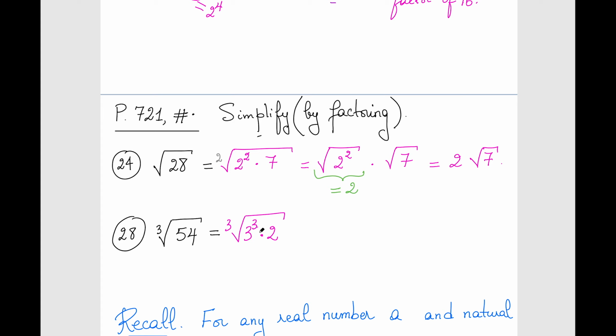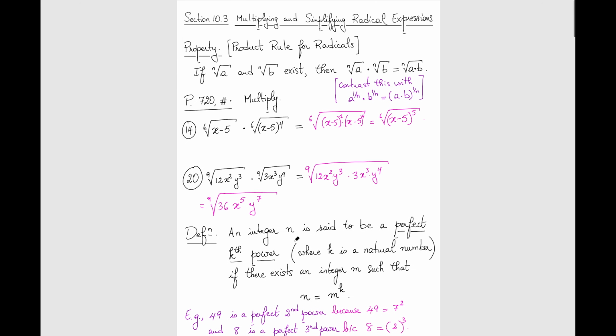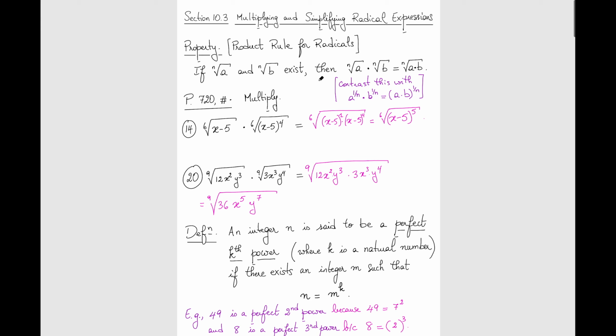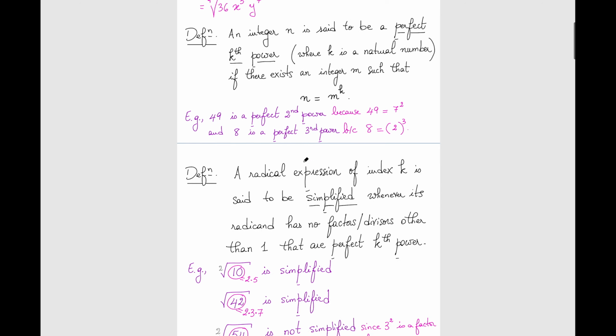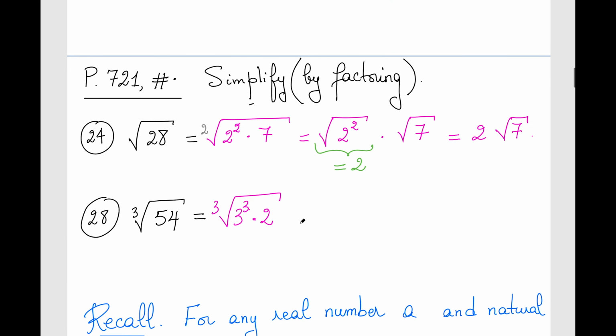And the idea to simplify it is to, again, use the product rule for radicals and use it from right to left this time. The a is going to be 3 cubed and the b is going to be the 2. Okay, so let's do it. So I'm going to use the product rule here, and then I'm going to get this times this, right?